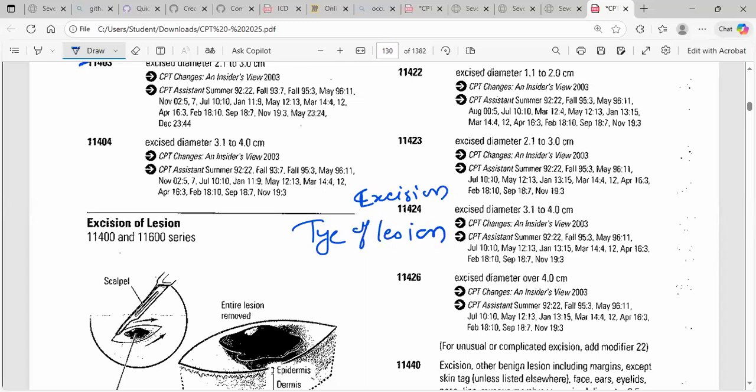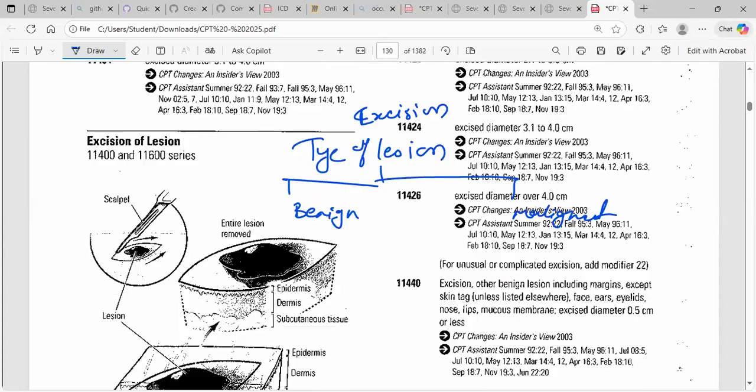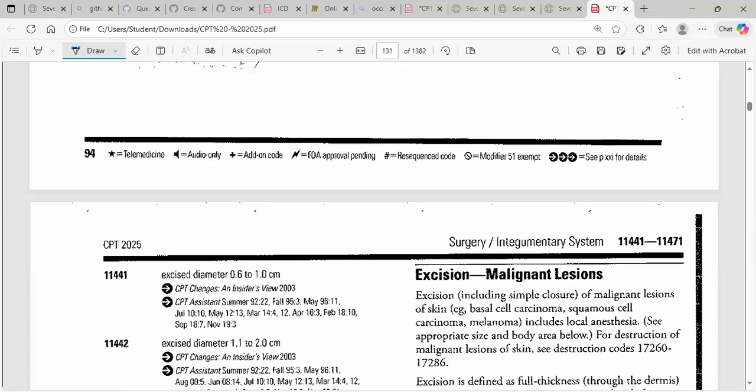We have two types of lesions, benign and malignant. To determine whether the lesion is benign or malignant, you have to refer to the beginning of the series where you will get the terms which represent whether it's malignant or benign. Like you can see here in the malignant, we have these terms here. So it will be malignant excisions.